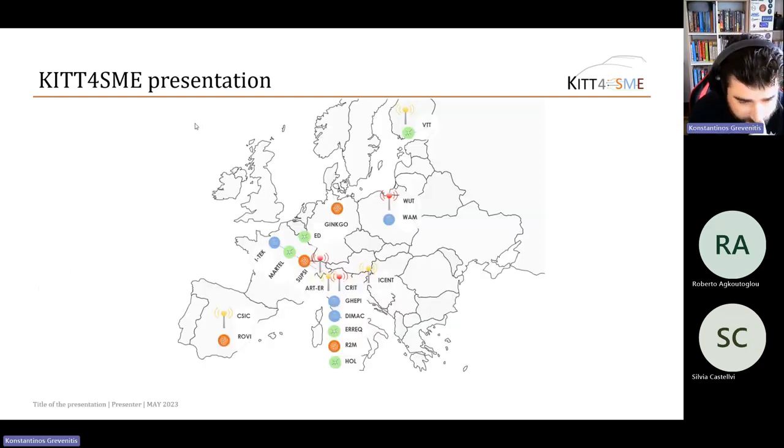As you can see in the map, most of the companies come from Italy, but we also have partners from Switzerland, from Spain, from Germany and Poland.